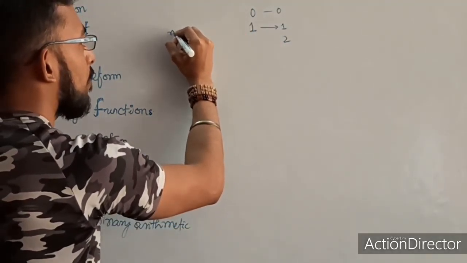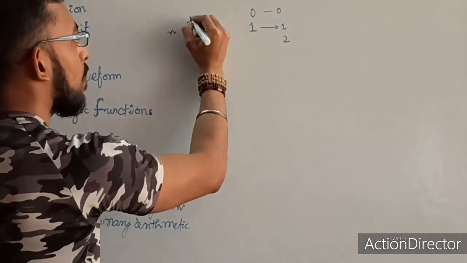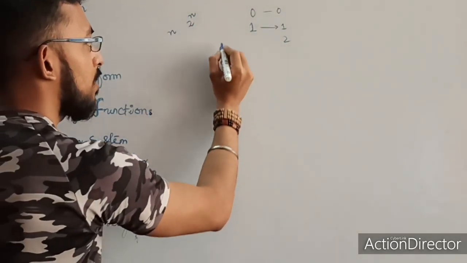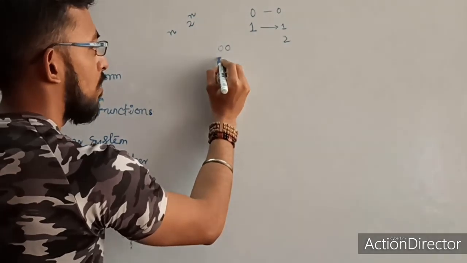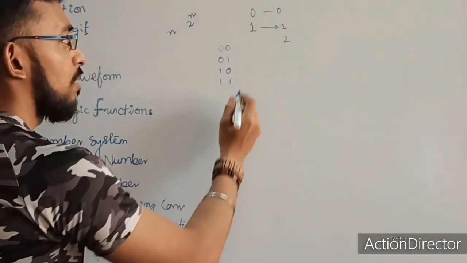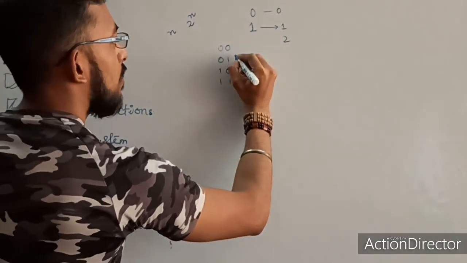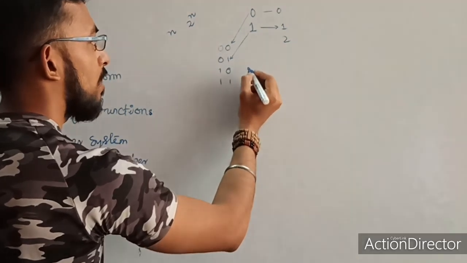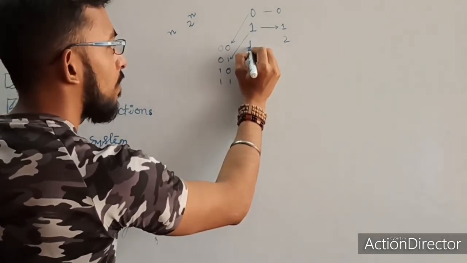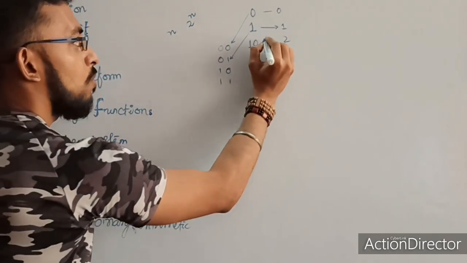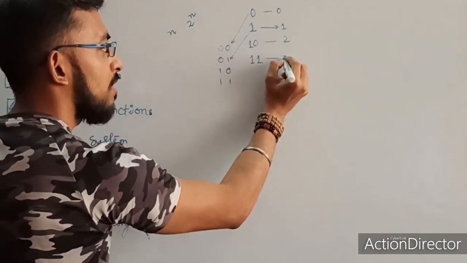Since there are n inputs, how many possible combinations are there? 2 power n. That means 2 digits give 4 possible combinations. What are the possible combinations? 00, 01, 10, 11. Using these 2 digits, this is the same as 00, this is the same as 01, the next value is 10, and then 11. So 10 means 2, 11 means 3.